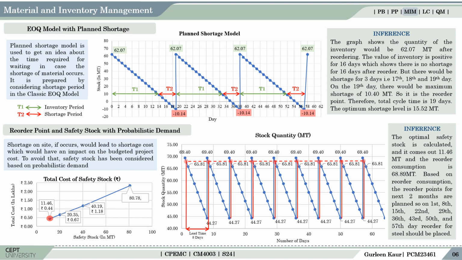The model has been prepared keeping the probability of demand constant. As per that, the reorder quantity depicted by the red dots in the graph is found out, which is 68.89 metric tons, giving lead time of 8 days. Further, the reorder point for the next 2 months are predicted as shown in the graph, which comes out to be on 15th, 22nd, 29th days and so on.